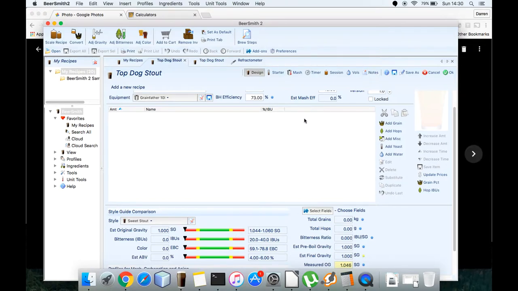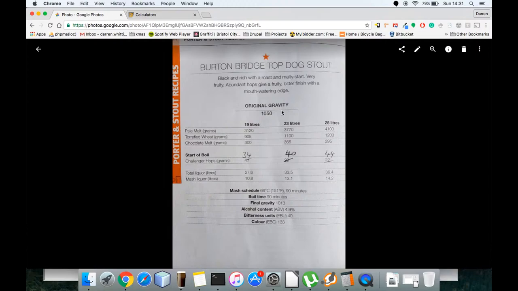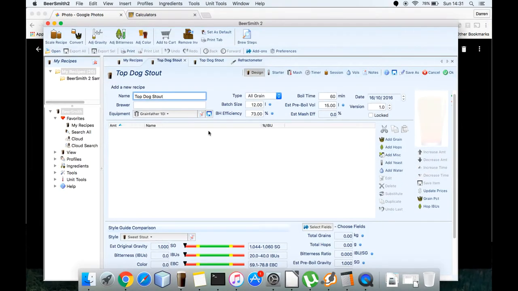Okay, so let's add the grain. So we've got pale malt, torrefied wheat, and chocolate malt. Let's go for pale malt. We need an original gravity of about 1050 for the pale malt. Well, we'll go for it anyway. So let's add grain.